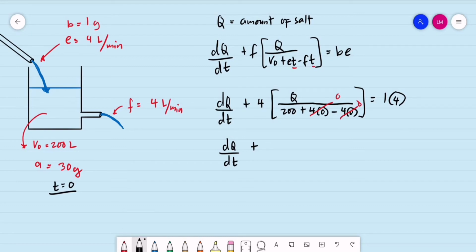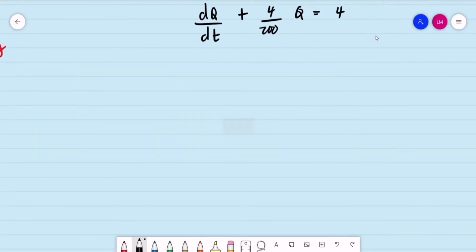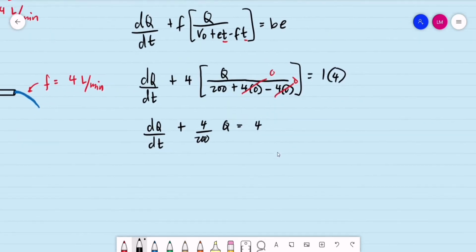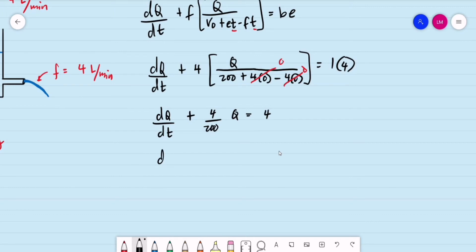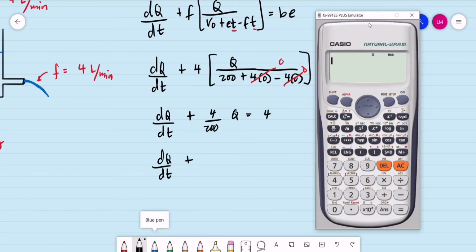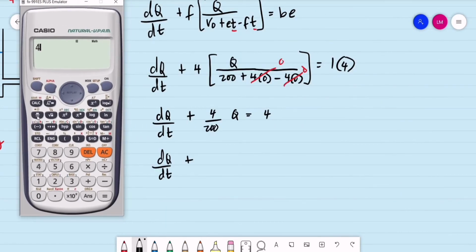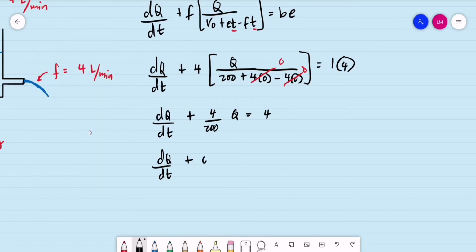So we simplify. This is now dQ over dt, plus, since these values are 0, simply 4 over 200 of Q is equal to 4. Or this is dQ divided by dt, plus, what is 4 over 200? This is 4 divided by 200. We can have it as 1 over 50, or we can have it as 0.02 of Q is equal to 4. So again, this is a linear differential equation, so we need to determine its solution.